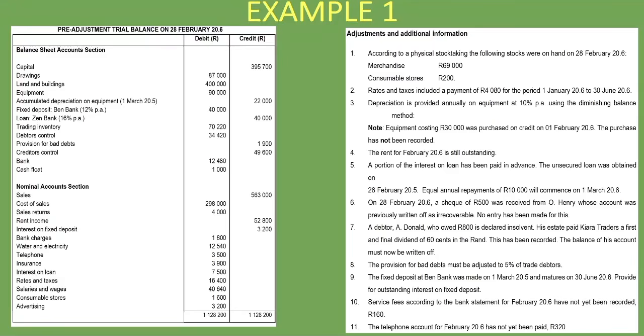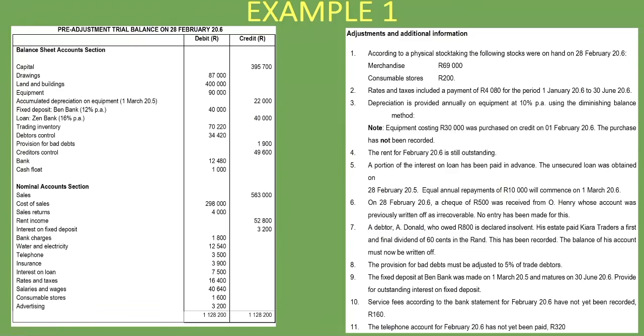Now let's go back and do number 3. Depreciation is provided annually on equipment at 10% per annum using the diminishing balance method. And then we're also told that equipment costing 30,000 Rand was purchased on credit on the 1st of February 2016. The purchase has not been recorded. So firstly, let's take into account this equipment that was purchased and was not recorded yet.